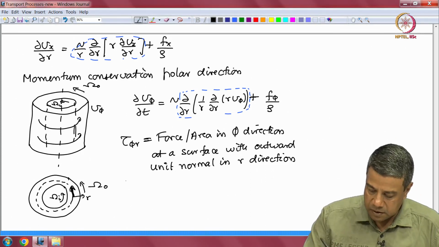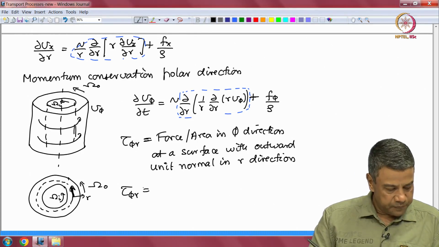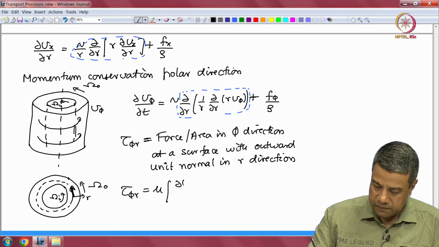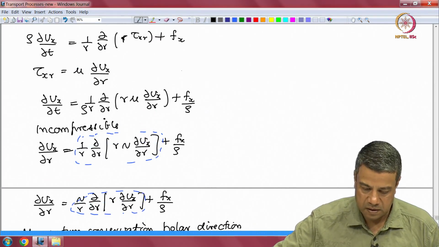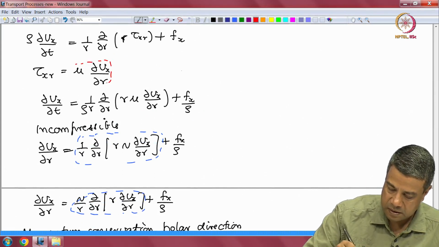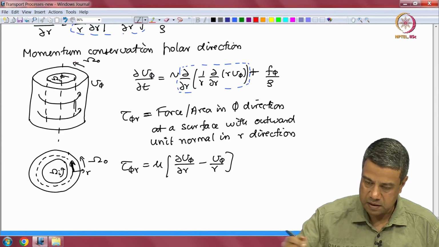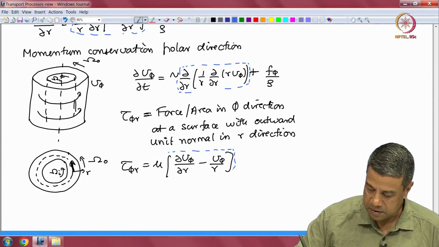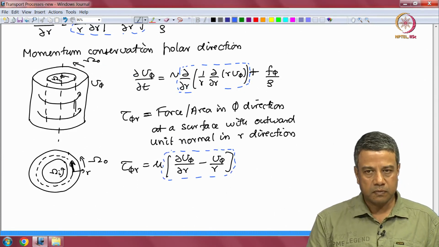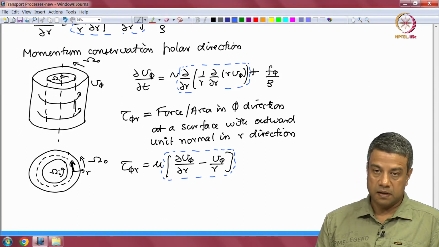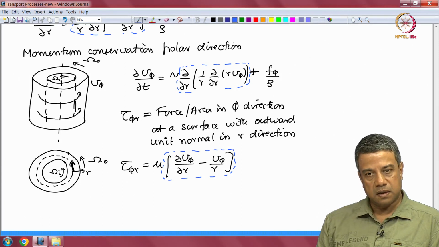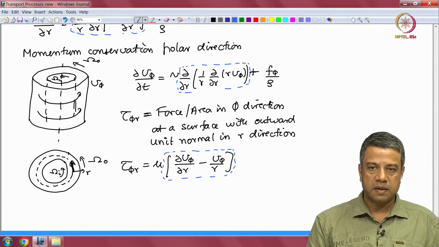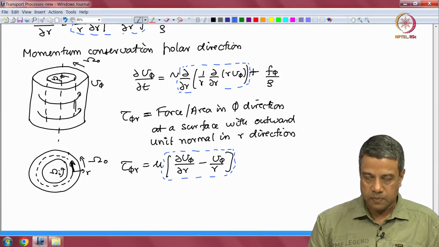And the expression for tau phi r is also different. It is equal to the viscosity mu into partial V phi by partial r minus V phi by r. So, this is not just the simple expression we had for tau x r. If you recall, we just had the derivative for tau x r. Whereas for tau phi r the expression is different. So, both the expression for the stress and the differential equation are different for the polar component of the velocity. For the axial component, the balance equations and the equation for the stress are the same as what you have for mass and energy conservation. For the polar component it is different.